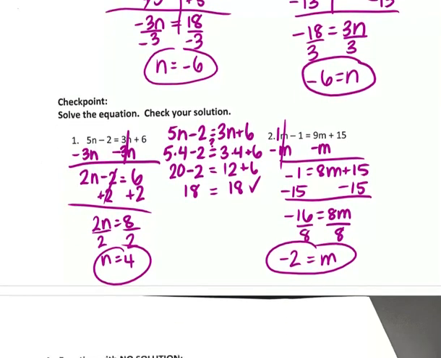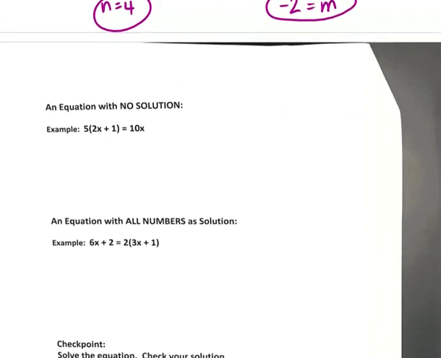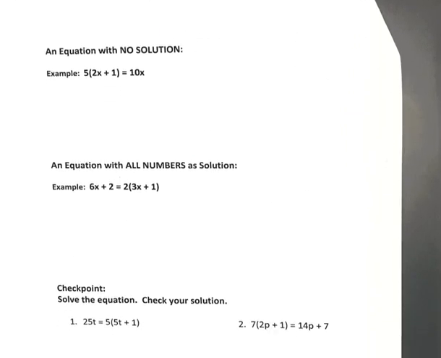Some weird things can happen when we have variables on both sides, so let's talk about that now. There's going to be some instances where your equation isn't possible. It's going to have no solution. So let's look at this example. We see the parentheses, so hopefully we recognize we need to distribute there. So that's going to give us 10x plus 5 equals 10x.